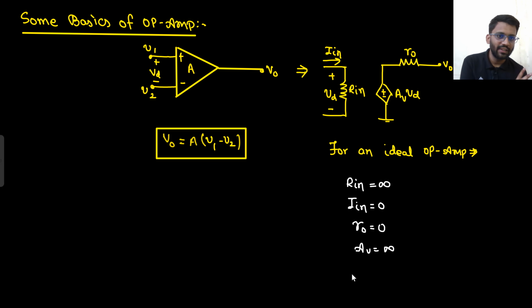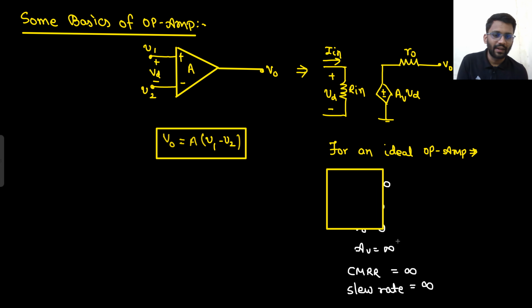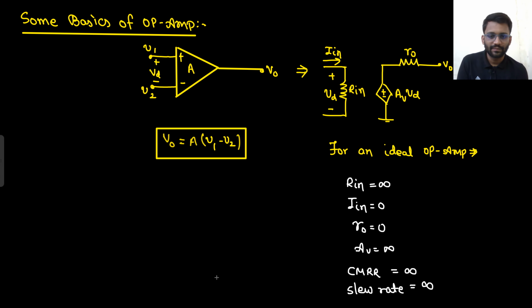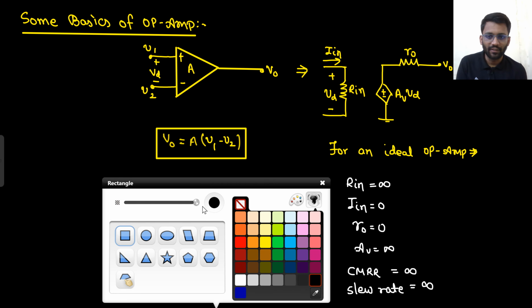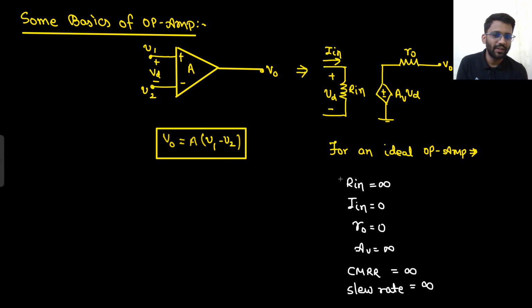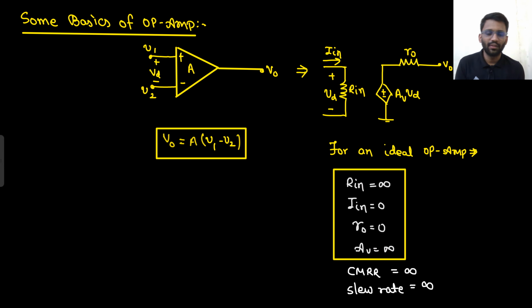Now there will be two more things coming: CMRR and slew rate. You don't know about these things, right? We will discuss these when we study op-amp. For now we are not studying op-amp, we are studying feedback amplifiers. So forget about these two things, but at least remember these things. Rin should be infinity. Current should be 0. R out should be 0 and gain should be as high as possible. Well and good, this much you need to remember.